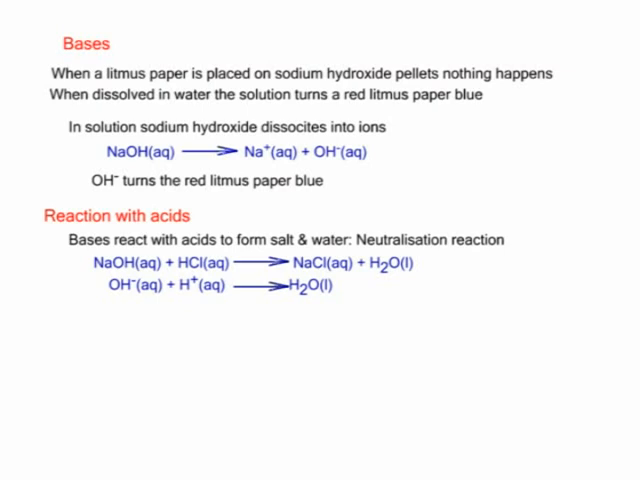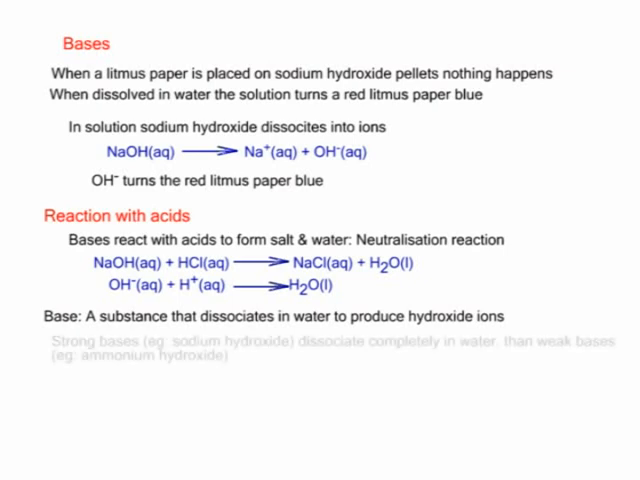Now, bases react with acids to form salt and water. Now, from this reaction, a base can be defined as a substance that dissociates in water to produce hydroxide ions. And one more thing, just like in strong acids, strong bases completely dissociate into ions. You've seen sodium hydroxide, which is a strong base, dissociate into sodium and hydroxyl ions. The complete dissociation is indicated by the arrow that shows that the reaction proceeds only in the forward direction.